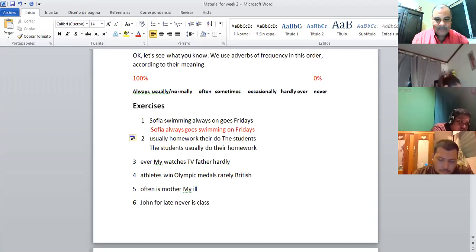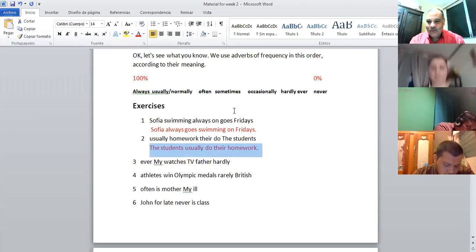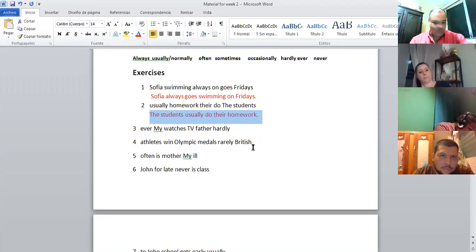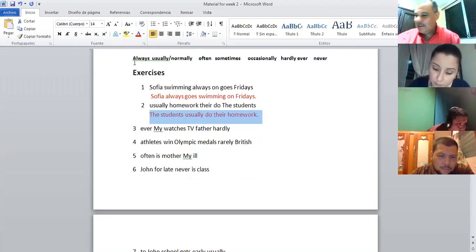Homework. Okay, very good. Now, can you do the other ones in pairs? But first, we are going to check the list. Before we do the exercises in pairs, let's check the list.